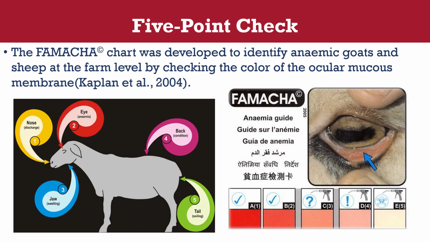We also check the body condition score by checking the fat and the muscle distribution at the spine and also at the back of the goat, which tells us about the health of the goat. We also check for soiling at the tail, check if there is any swelling at the jaw. We check the nose for discharge, among many others.